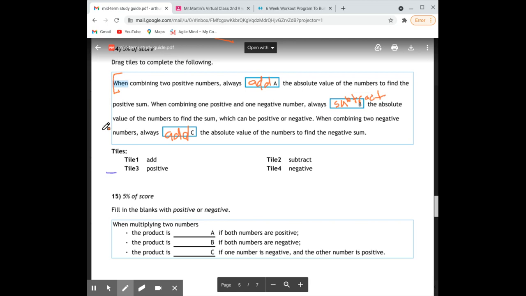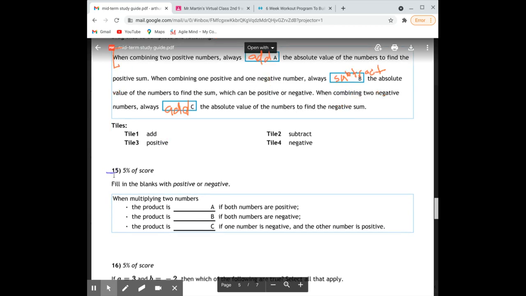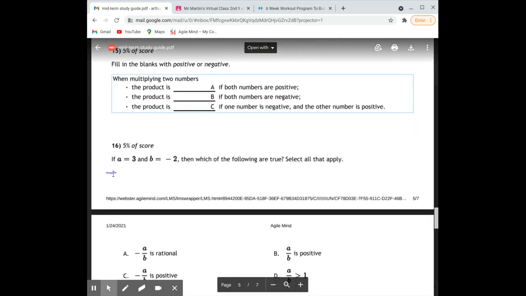So let's move on to number 15. This is going to be Mr. Tamarian. Can you read 15 for us?